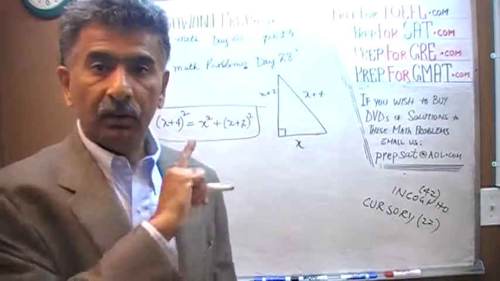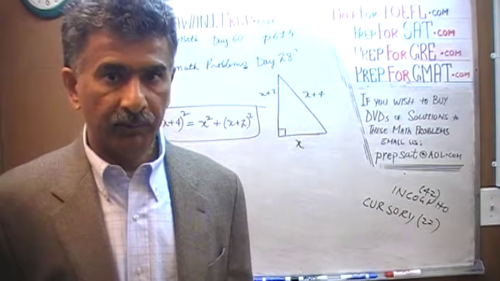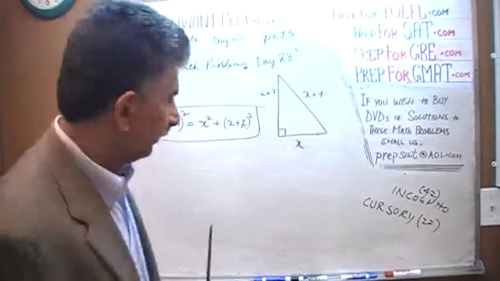The question is, what exactly is the perimeter of this triangle? Watch it after you have done the problem. Alright? Let's move on to the next one, number 16.